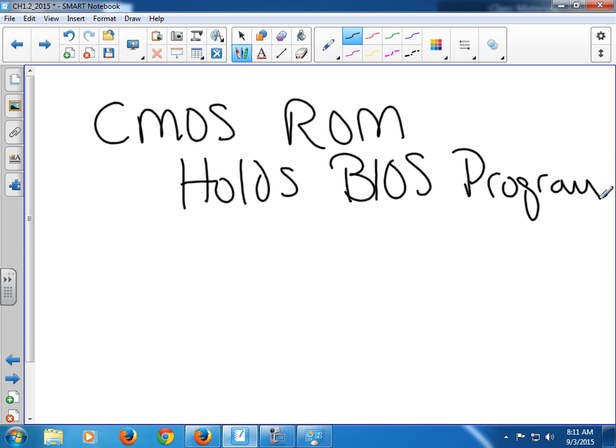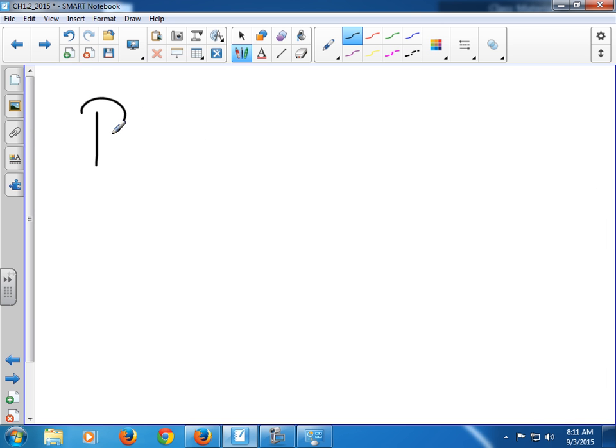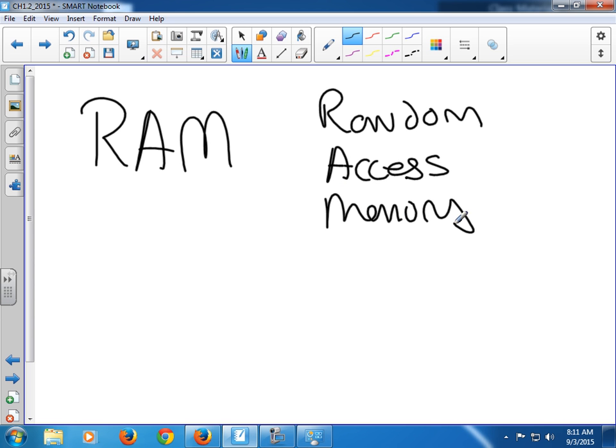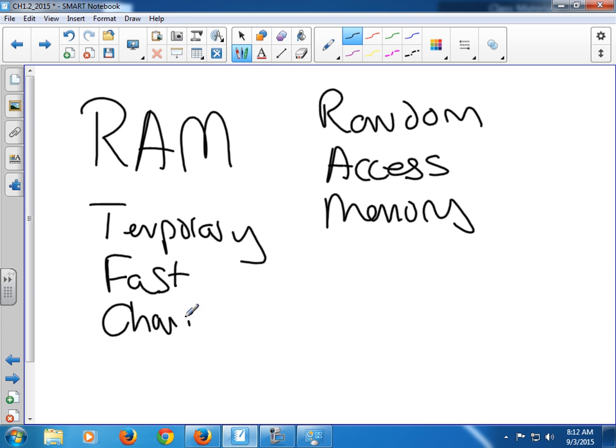So we also have another term, RAM. You guys know what RAM stands for? The answer to that should be yes, but you need to remember what it stands for. What's it stand for? Isn't it random access memory? Yep. Random access memory. RAM is temporary. It's usually fast. It's changeable. In other words, we write to it all the time.